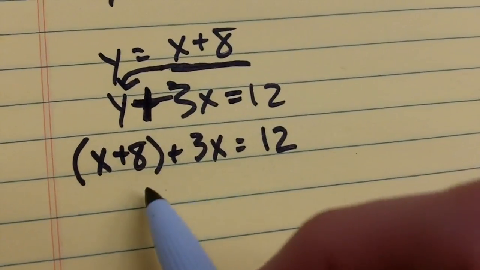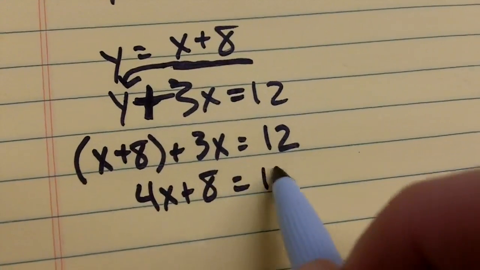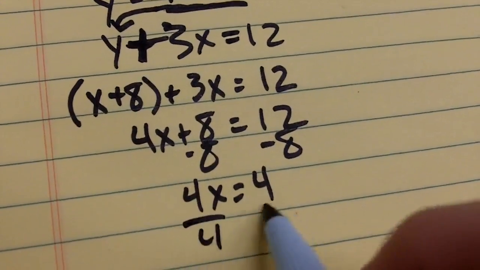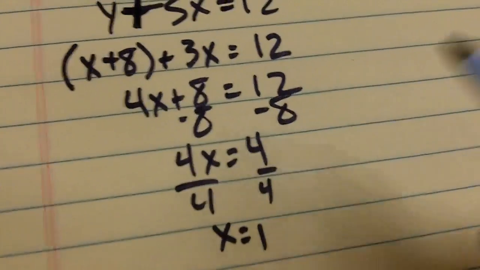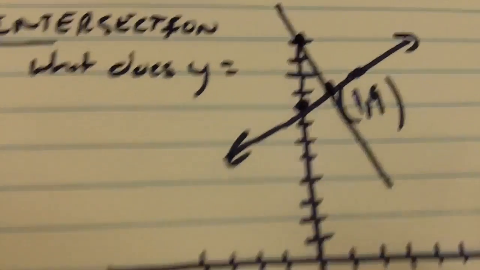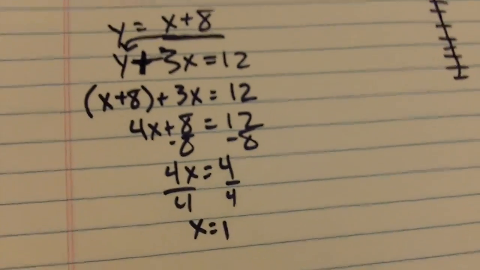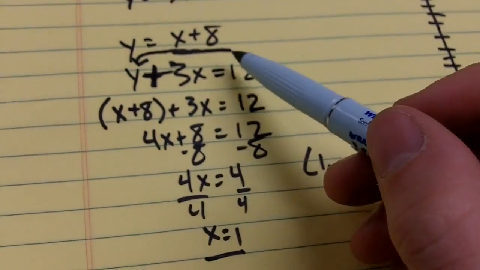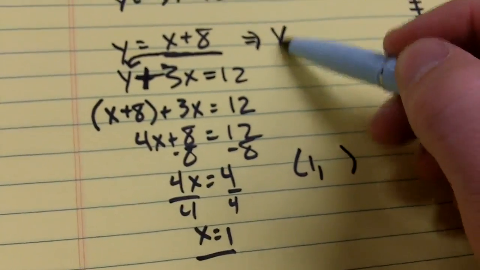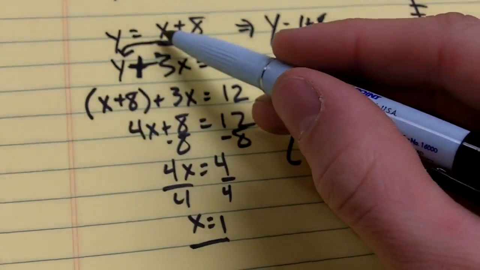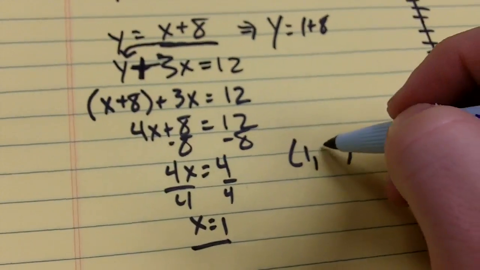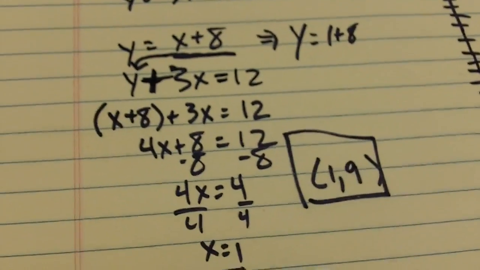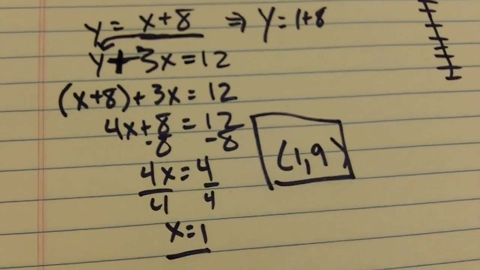Put these together. x plus 3x is 4x, plus 8 equals 12. Subtract 8, 4x equals 4. Divide by 4, x equals 1. Do we get the same x value that we got when we graphed it? Yes. How could I figure out what the y value is? I just put it back in one of these, like this top one. y equals 1 plus 8, because x is 1. y equals 9. And I know where those two lines intersect without having to graph.